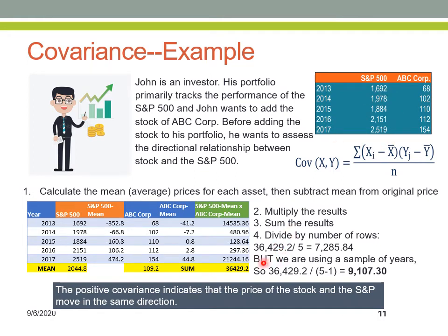So we cannot divide by 5. We have to use the formula for the sample, which means 5 minus 1. So here this n would have to be n minus 1. That gives us the covariance right here. This is a positive covariance, and that indicates that the price of the stock for ABC Corporation and the S&P 500 move in the same direction. So probably a good idea to purchase the stock of ABC Corporation.